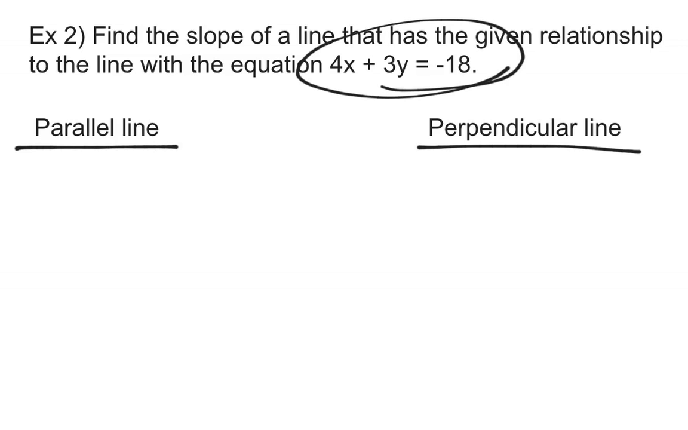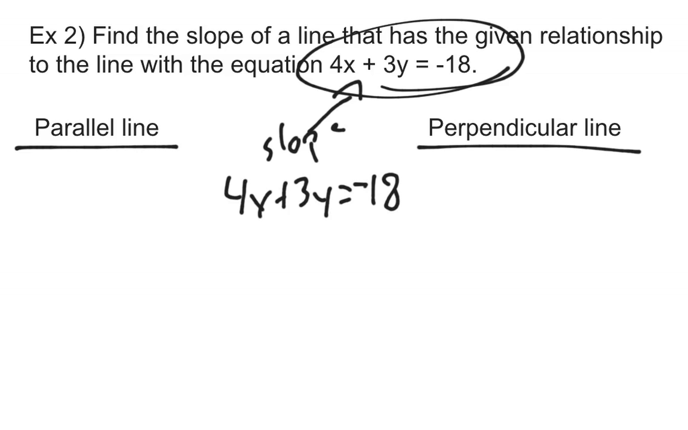Well, if I want to find the slope of a line that's parallel to that, first I have to find the slope of this line. Okay, I need to find slope. Well, it's hard to find slope if it's not in the correct form. So what I have here is 4x plus 3y equals -18. Why don't you pause the video and go ahead and try to put that into the y equals mx plus b form, our slope-intercept form.